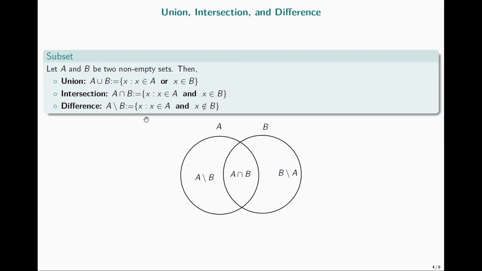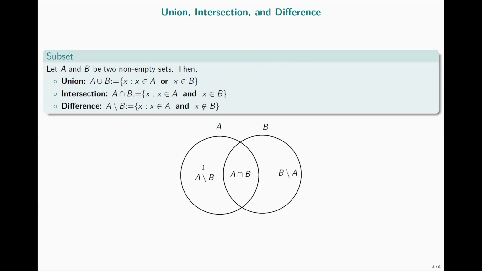And A difference B means, in the set A, if you take out or remove the elements of B, what is remaining is known as A difference B. Like, let's take it in the Venn diagram. You see this is A, this is B. So all these elements are A union B. This area is A intersection B because this is the area where x belongs to A and x belongs to B.